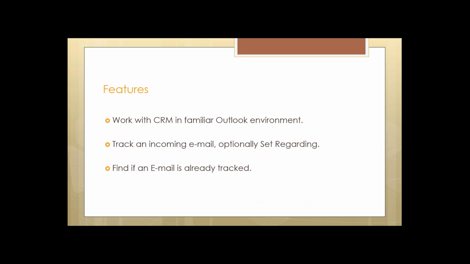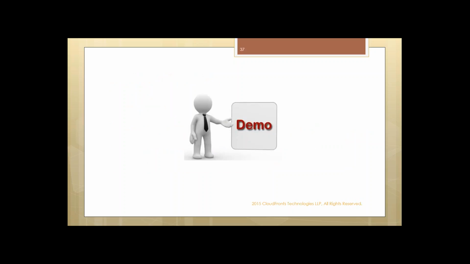The features are: work with CRM in a familiar Outlook environment. Again, you have an Outlook environment, which is your web application this time, and not your Outlook client, which I'll also show a demo on. You can track only incoming emails, remember, and you can also set regarding optionally if you want, just like we did in the CRM for Outlook. Then you can find if an email is already tracked or not. So let me just walk you through a demo of the same.